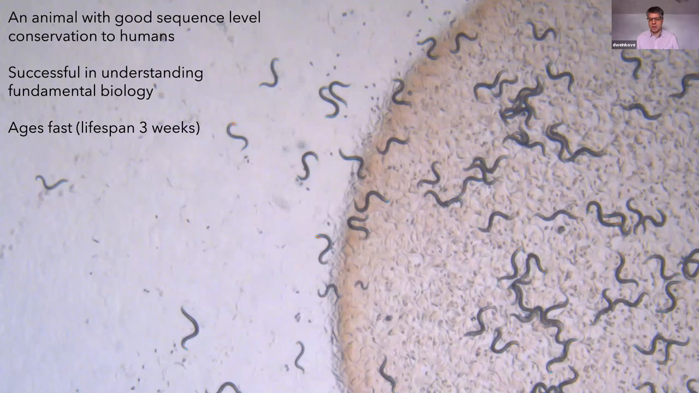So C. elegans is a small nematode about a millimeter long, and it's been very successful in the understanding of many things about fundamental biology. Three Nobel Prizes have been won by people working with C. elegans. They have many genes in common with humans, and they age fast. Their lifespan is 3 weeks, and we found they slow down within 1 week, so they're very easy to work with.